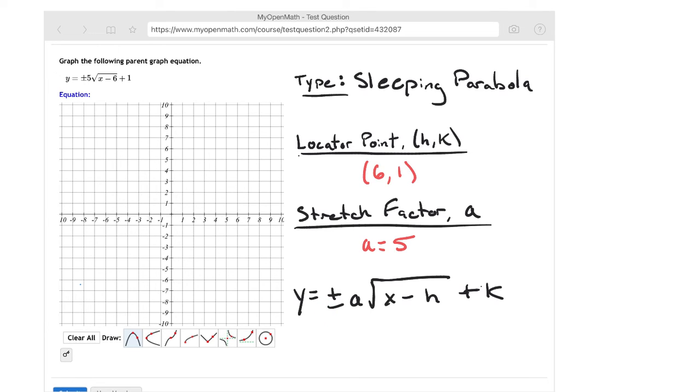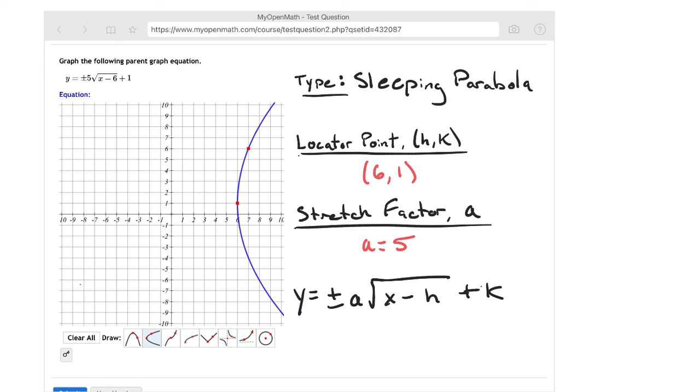As you're graphing this, first of all, you select your sleeping parabola down below, and then you start at your locator point, or the vertex. That'd be at 6, positive 1. You put that dot, and then from there, you move 1 to the right and up 5. And then that would be your sleeping parabola.